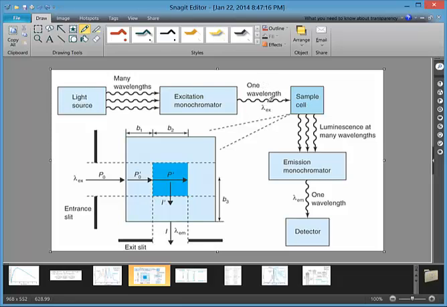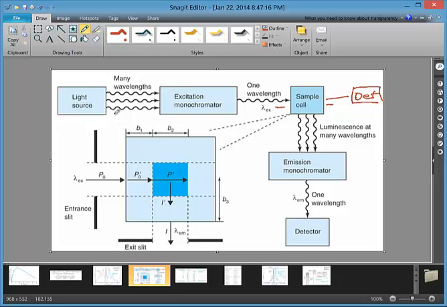That one wavelength then goes through the sample cell, and we measure how much light comes out relative to how much light comes in. And then there would be some sort of a detector over here, and that detector would measure the signal. We would change the wavelength, and that's where you get a UV-Vis spectrum.